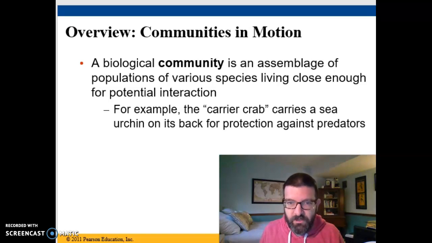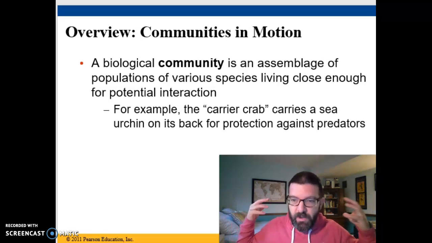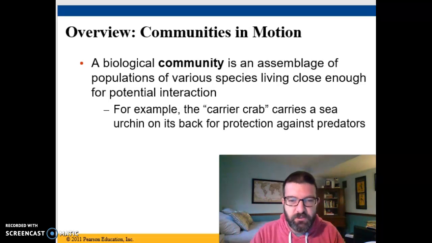A biological community is a group of different populations of different species that happen to live close enough that they could potentially interact with one another and affect one another's fitness. One example might be the carrier crab, and it carries a sea urchin on its back that helps protect it against predators and therefore impacts its fitness.